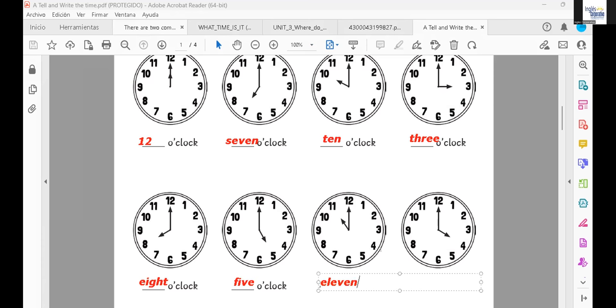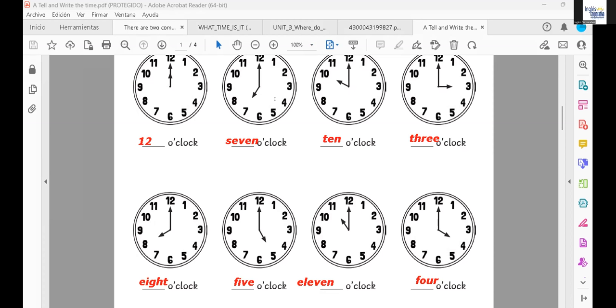And the last one, what time is it? It's 4 o'clock. Okay, so that was super fast and easy. So now I'm gonna send you the screenshot. So now I'm gonna show you some more examples.